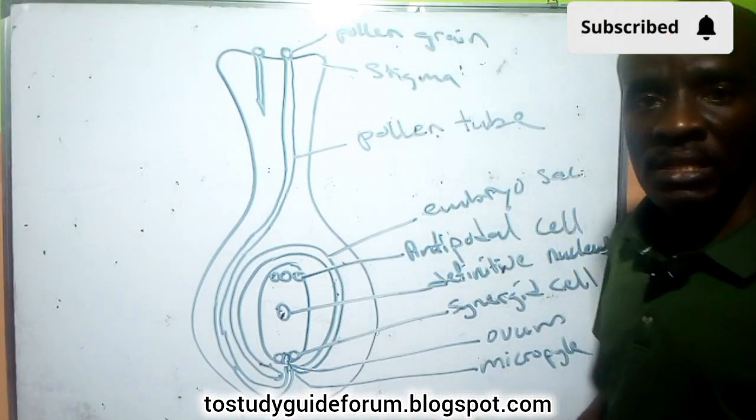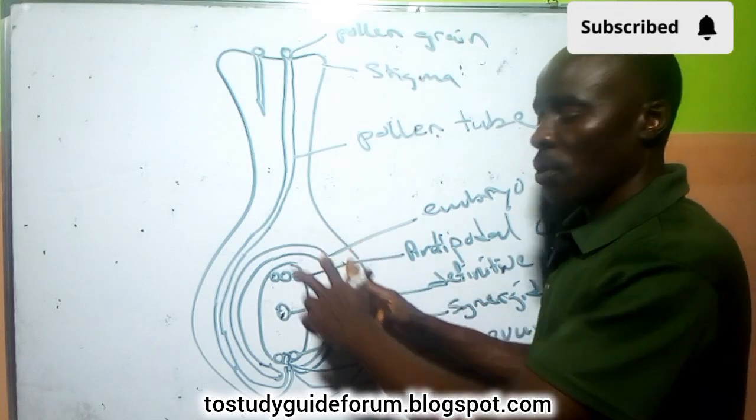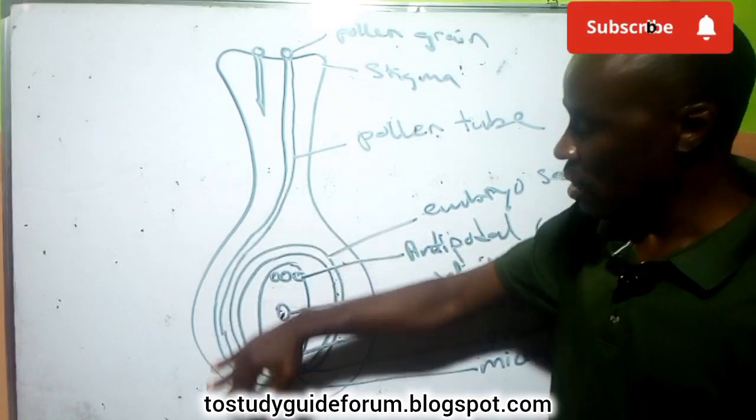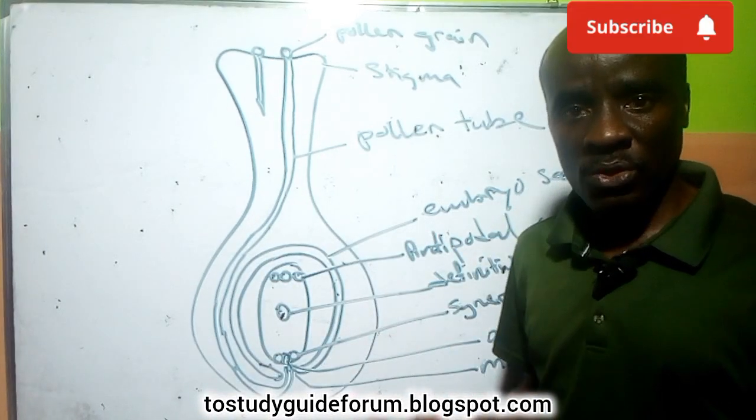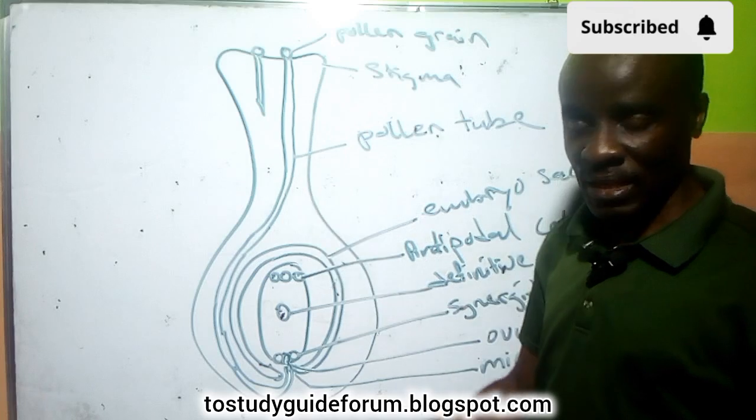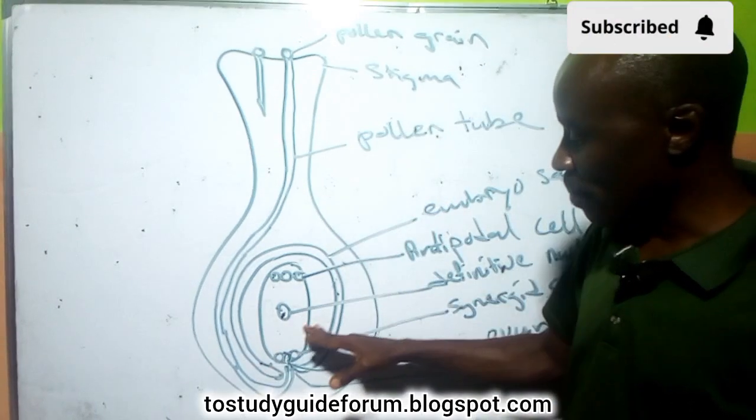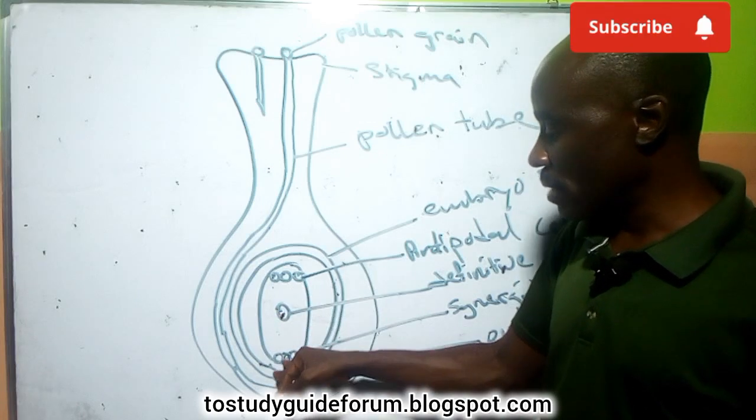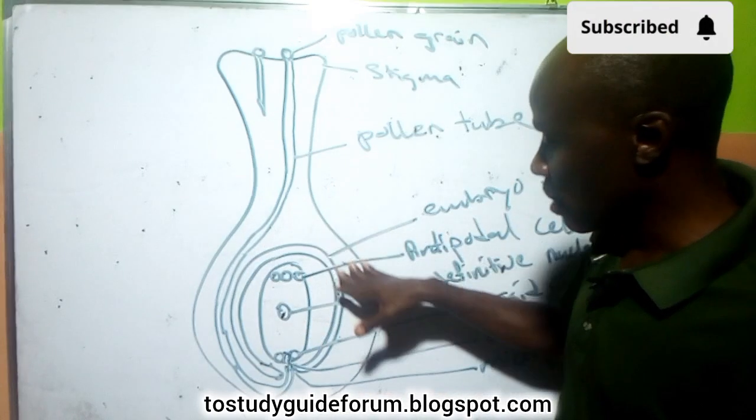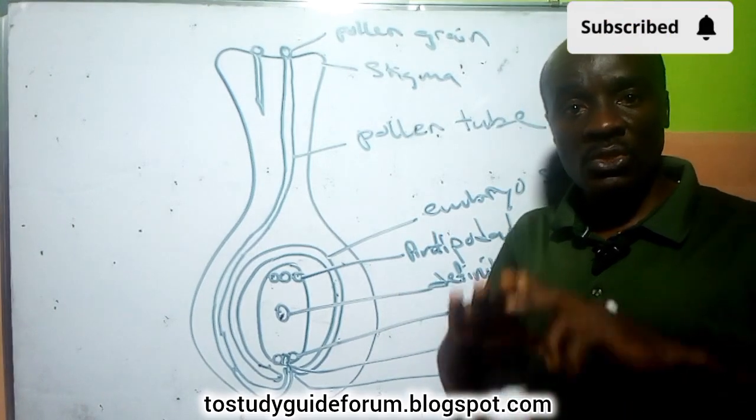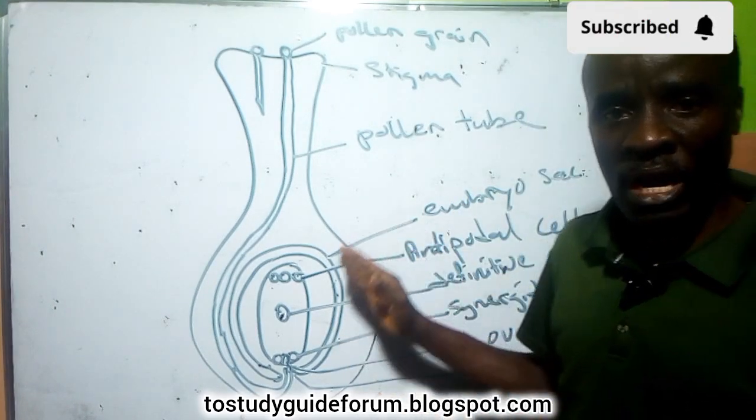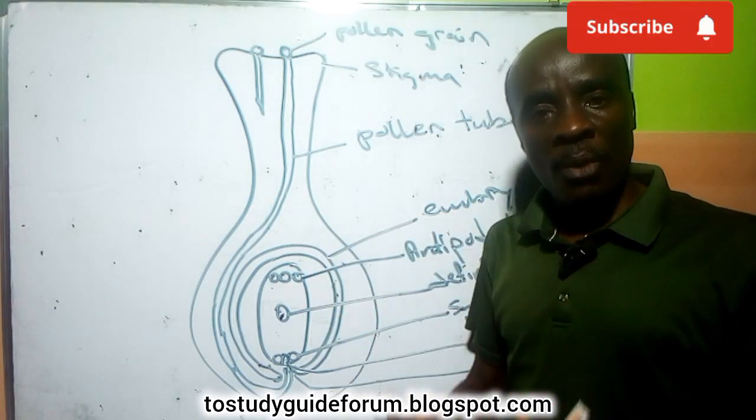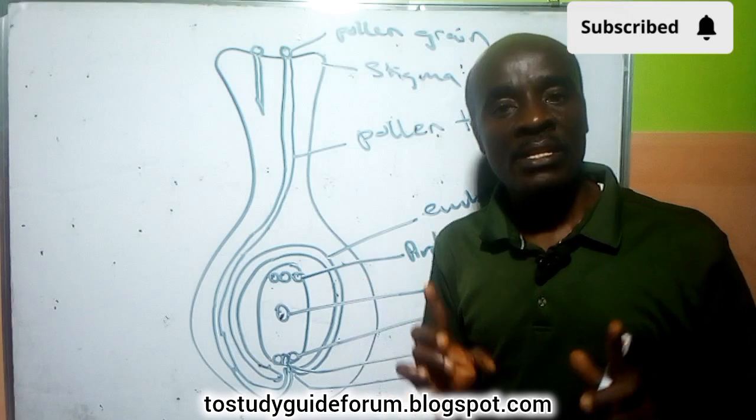Once this happens, the whole formation will change. This other area will dry up, because they have completed their duty of making sure the fertilization took place. Immediately it is completed, all of them will disappear. This one will form the embryo, this will form the seed, while the whole of this place will form the fruit. This is just a summary of the process of double fertilization in flowering plants.